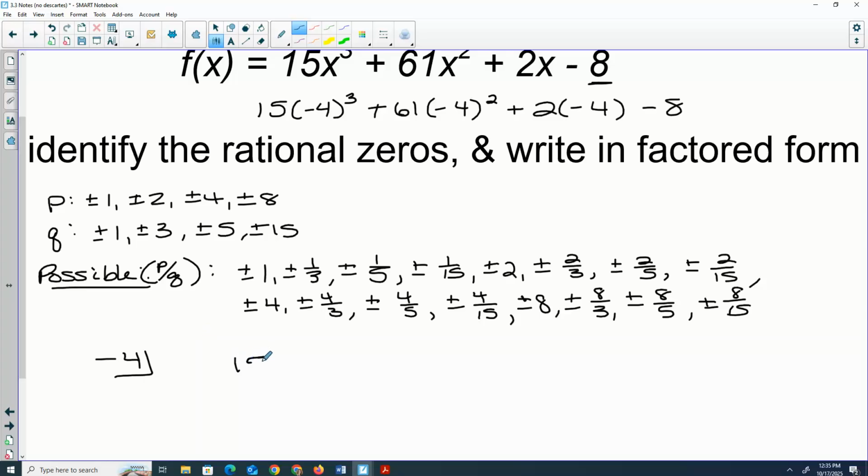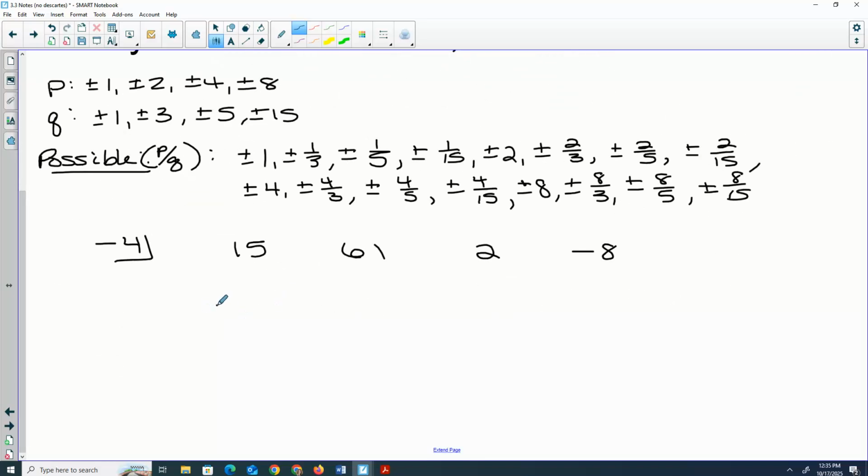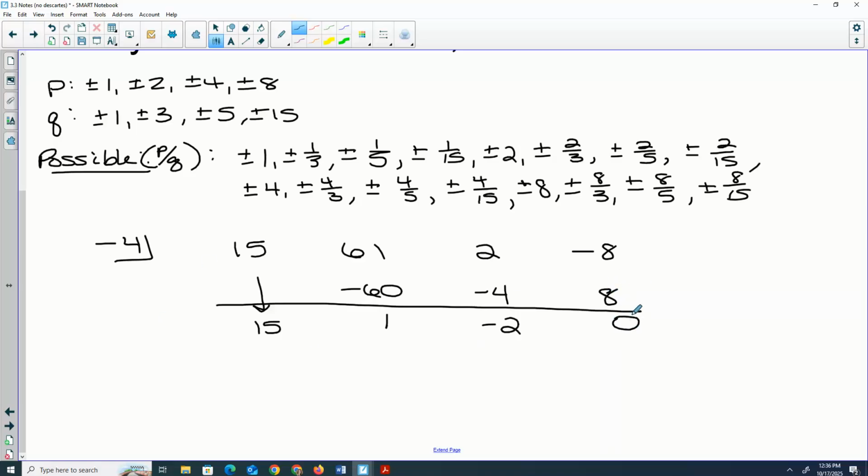Remember, once we find one that works, we do synthetic division. So my coefficients were 15, 61, 2, and negative 8. Okay, so 15 comes down. Times negative 4 is negative 60, plus 61 is 1. Times negative 4 is negative 4, plus 2 is negative 2. Times negative 4 is 8, plus negative 8 is 0. So that gives me 15x squared plus x minus 2.